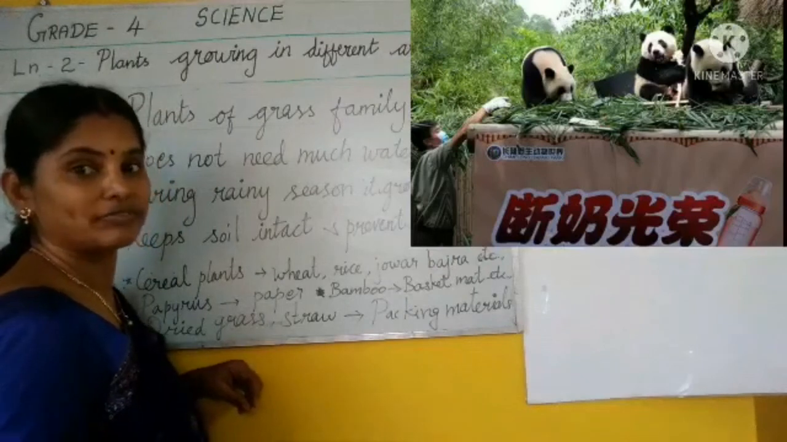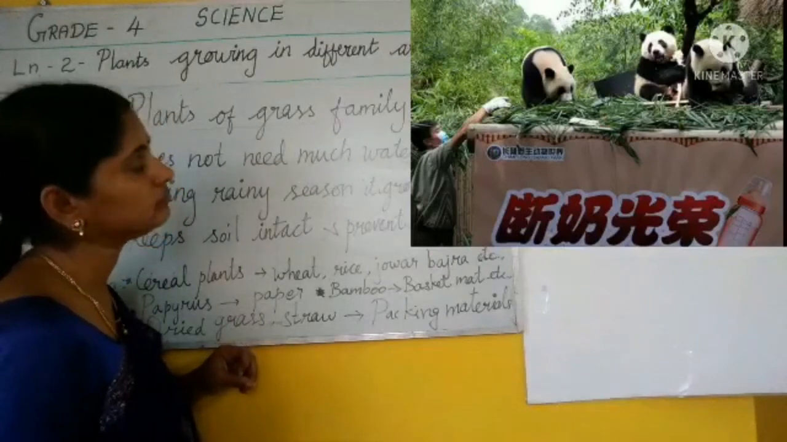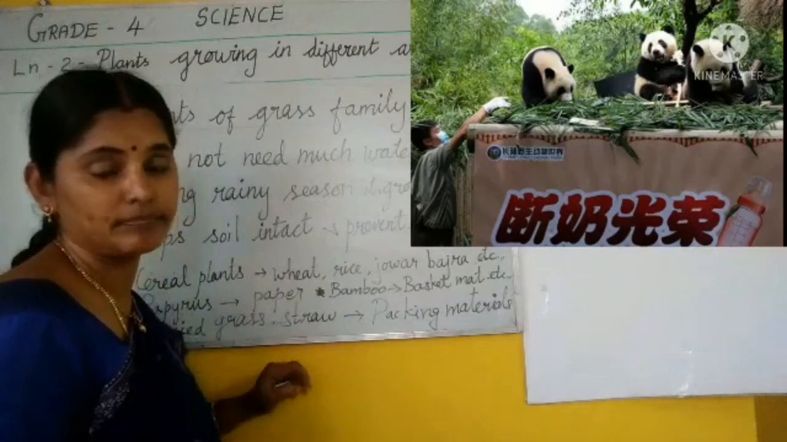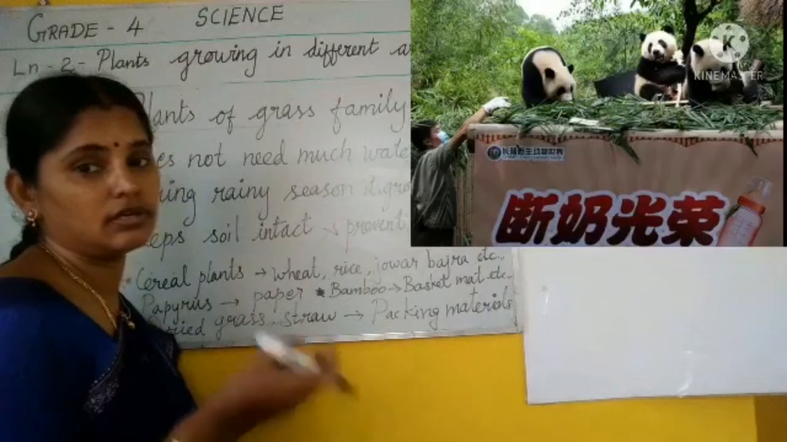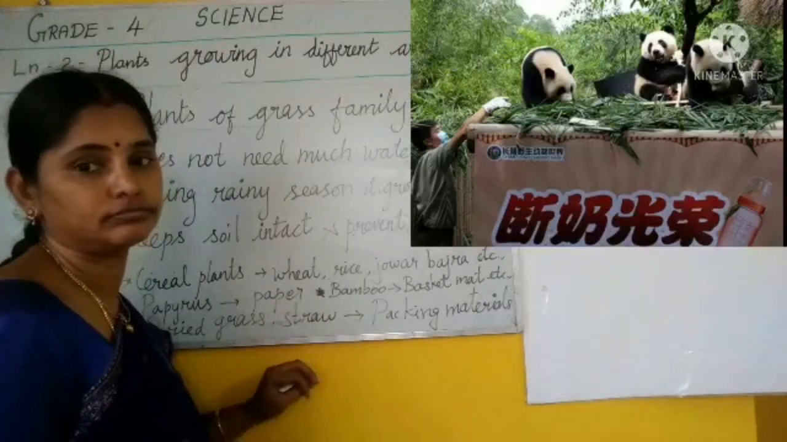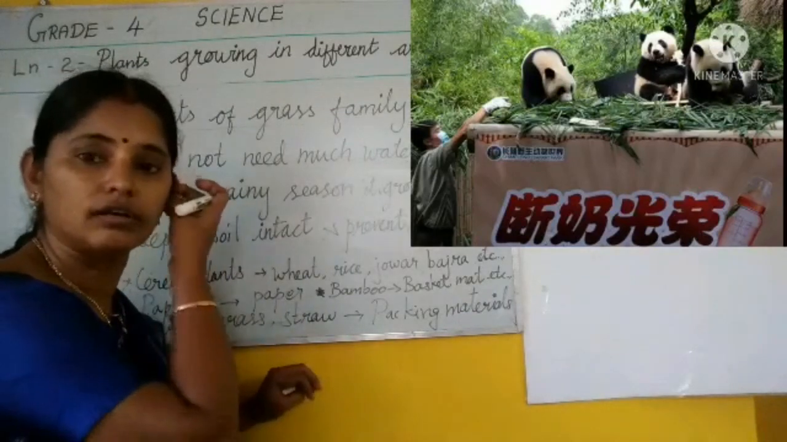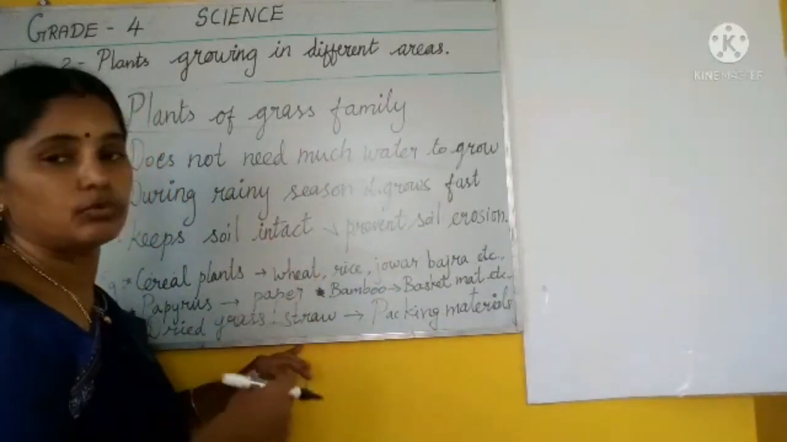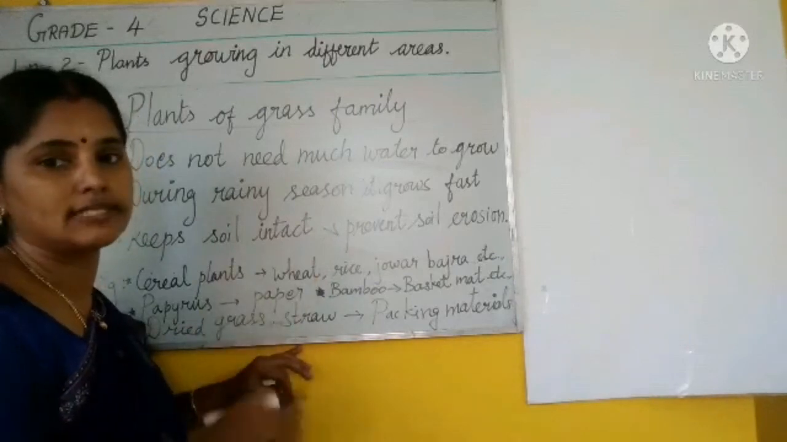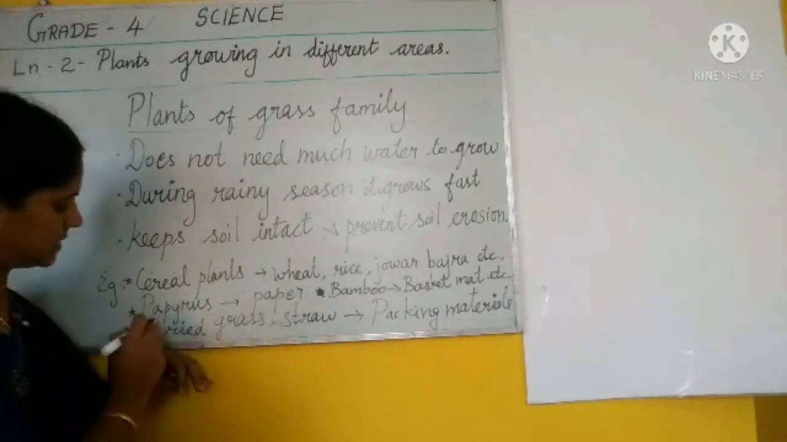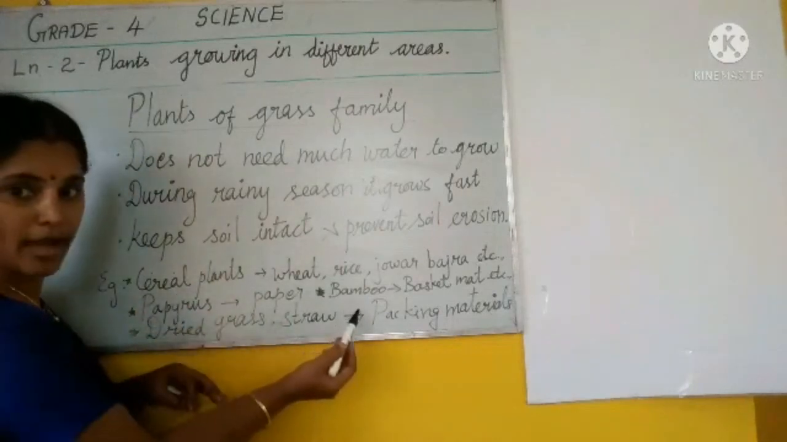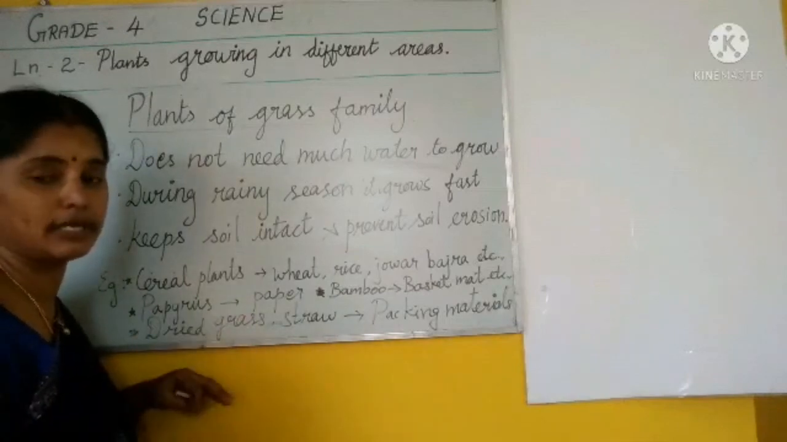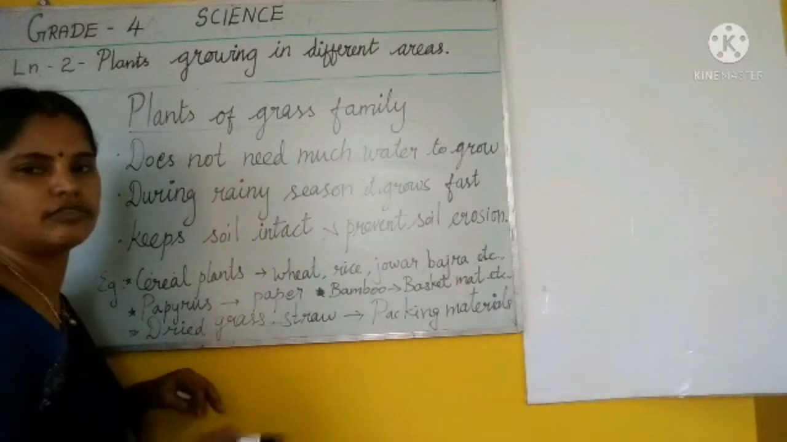It's given in your book also. A small picture is also given. Destruction of bamboo groves has resulted in the extinction of pandas. Nowadays only 1,000 pandas are left. Extinction means அழிஞ்சி போச்சுன்னு அர்த்தம். Because bamboo forests were destroyed, pandas were also destroyed. Okay. See, what are the useful plants in the grass family? These several plants, papyrus, bamboo, dried grass or straw. We can name many plants like this, but here we are studying only a few.